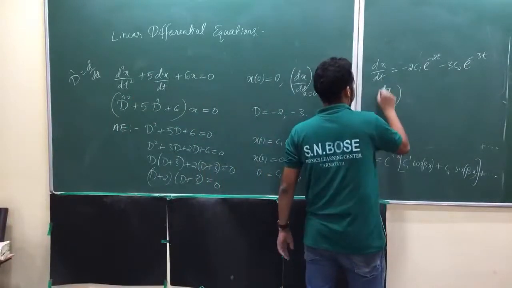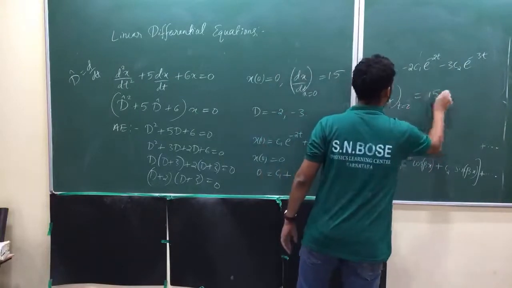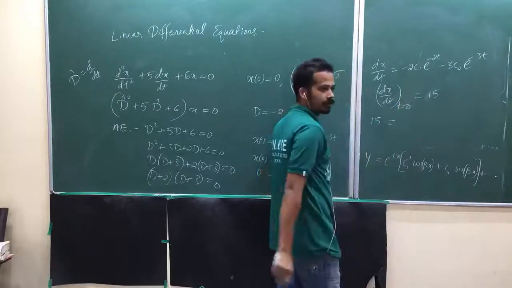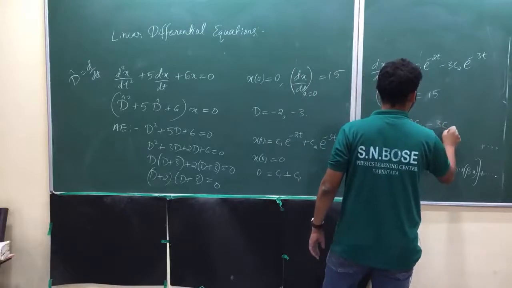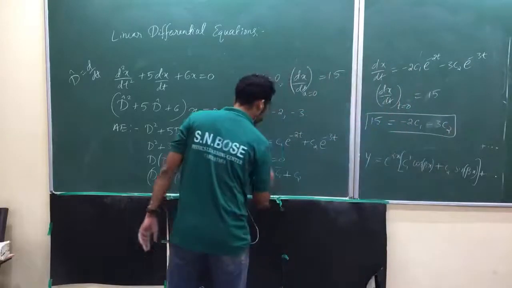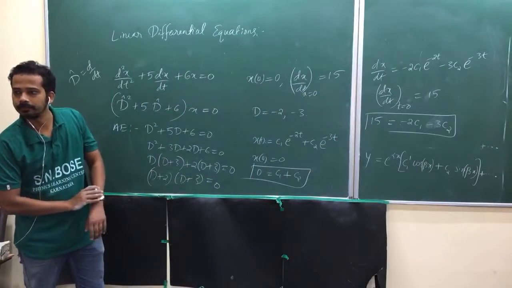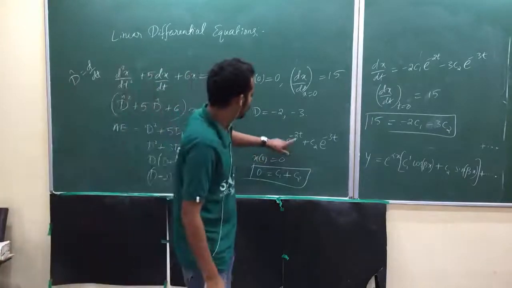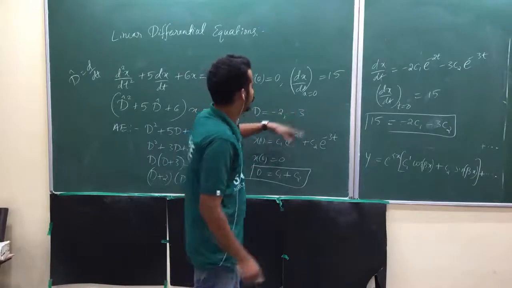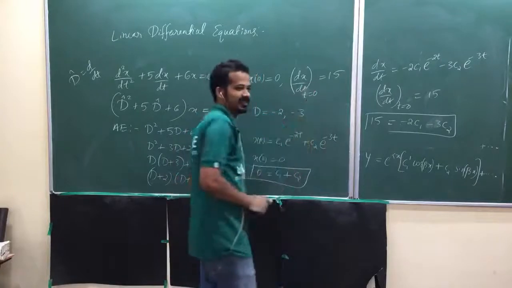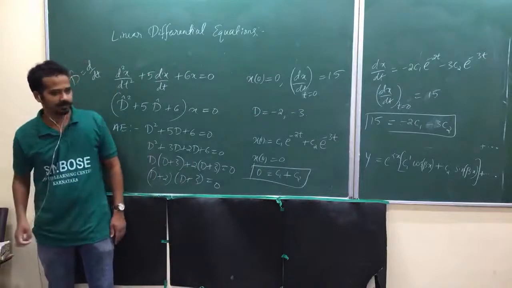Dx by dt at t equal to 0 is equal to 15. Put t equal to 0: 15 equals minus 2 C1 minus 3 C2. Am I right? You got two equations, two unknowns. Check that out. Dx by dt at t equal to 0, not x equal to 0.